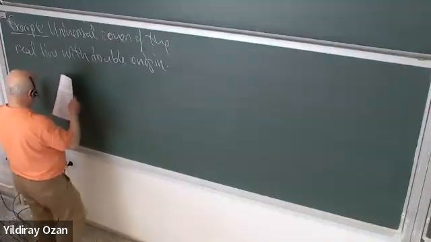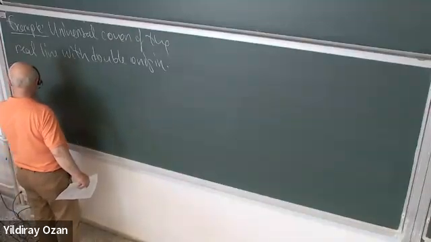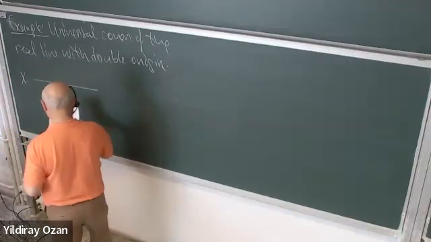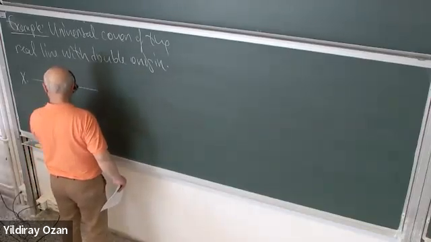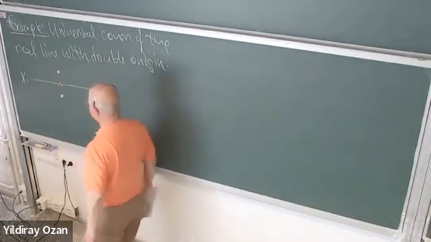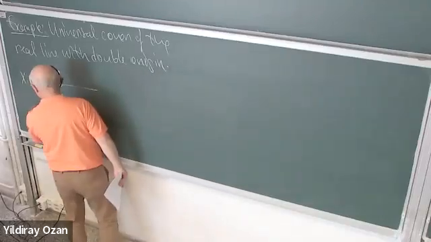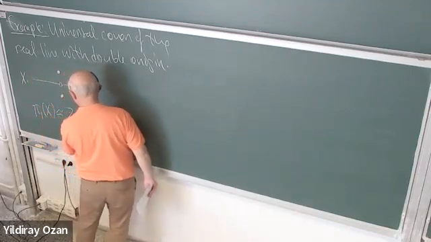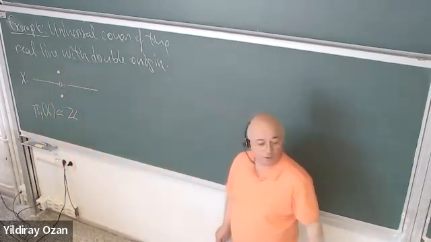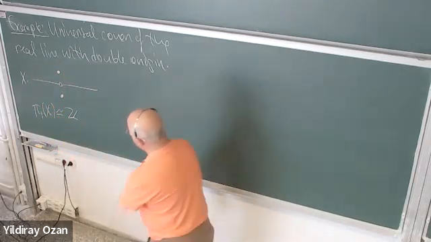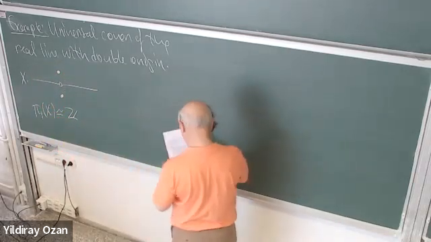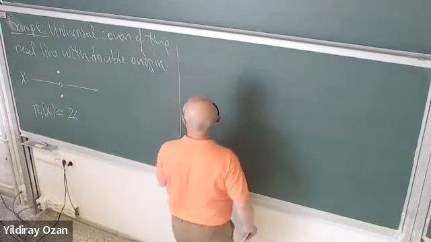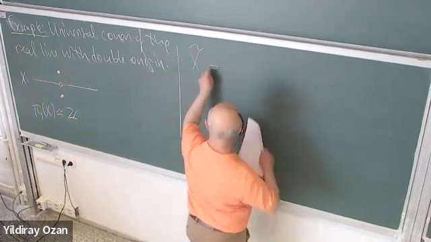So X is the real line with double origin. It's this one. And we will construct its universal cover. And we will see that the fundamental group of this is isomorphic to the group of integers, the cyclic group of integers.